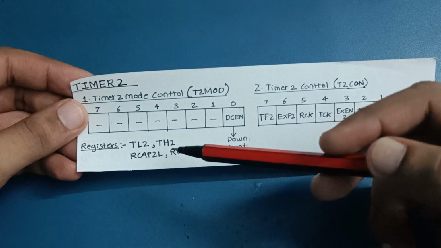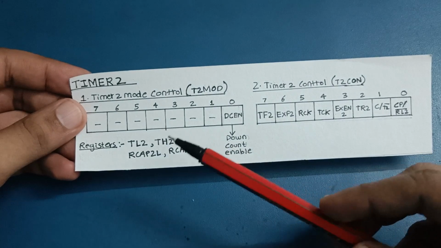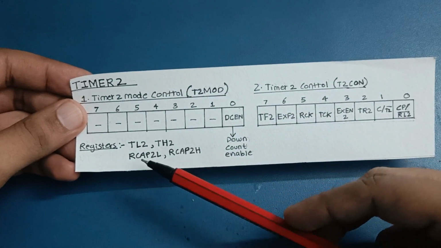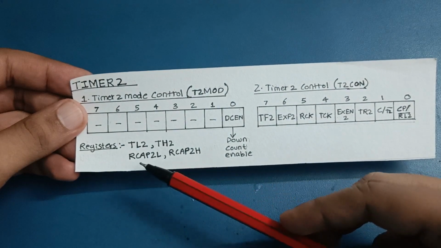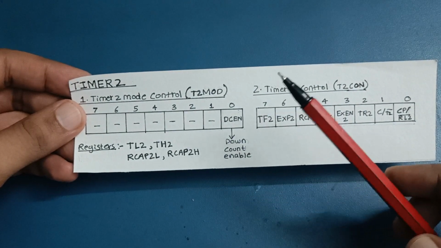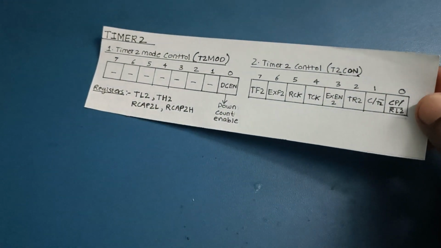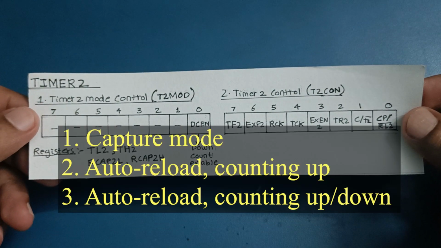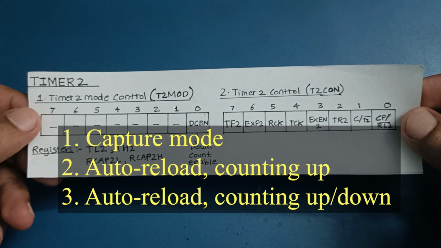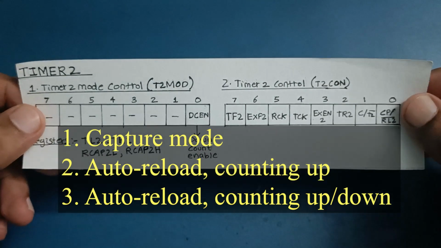These are the registers TL2, TH2. Timer 2 has one more feature, capture. The values of TL2 and TH2 are captured and stored in RCAP2L and RCAP2H. These two are the registers to capture, and the capture will occur when we give a falling edge on a trigger pin. So Timer 2 has three modes: capture mode, auto reload up counting, and auto reload up-down counting. These three modes we are going to see in this video.